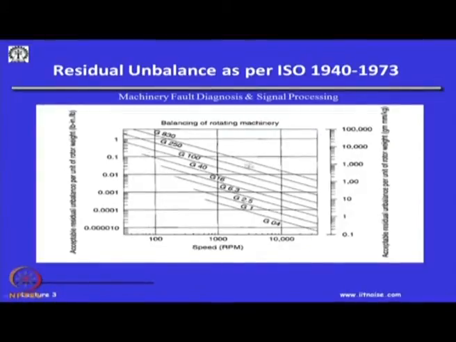So, this grade is a reference, because we never know. I have got a residual unbalance of 1 gram rather than 0.1 gram. Is 1 gram okay? Is 0.1 gram okay? Is 0.01 okay? Or 1 kg okay? We do not know. Then we have to follow this standard, and accordingly we have to specify that.